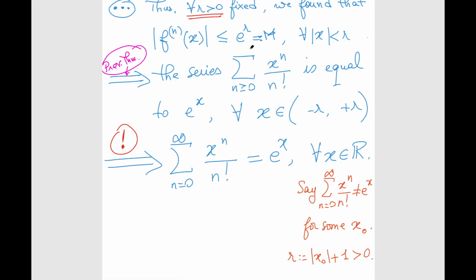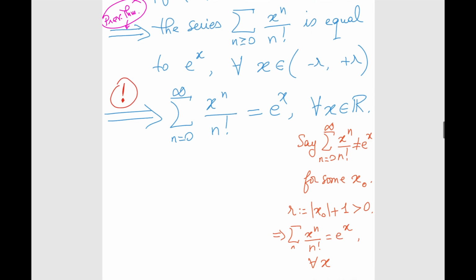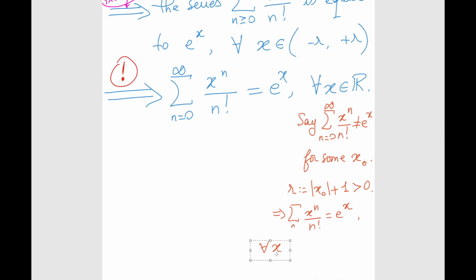Based on the previous analysis, I know that this guy and this guy must be the same for any choice of x in between minus R and plus R, and that R I'm talking about is this R, right? So based on this, I can say that these guys are the same, e to the x, for all x in between minus R and plus R. What's minus R in this case? That's the R I'm talking about. So minus absolute value of x naught minus 1 and absolute value of x naught plus 1, right? That's the minus R and that's the plus R.